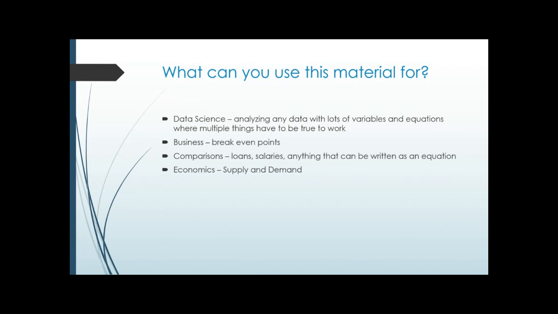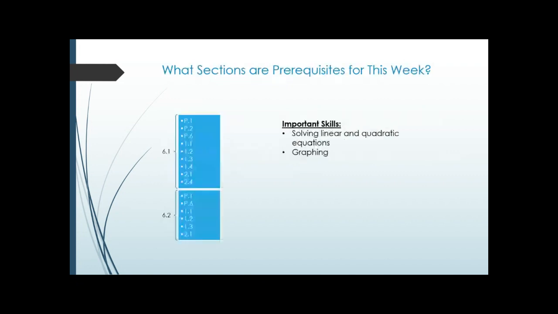In economics, anything with supply and demand, you can have an equation for supply, an equation for demand, and then you're looking for where the supply is equal to the demand. So a lot of things where you're looking for multiple things and you're trying to find where they are true. That is what we do with systems of equations.